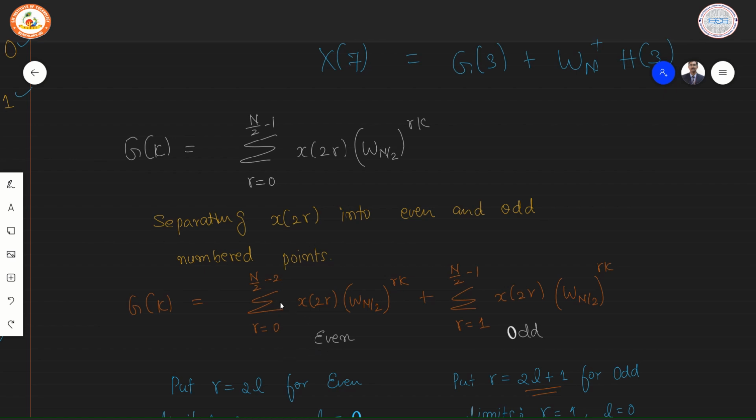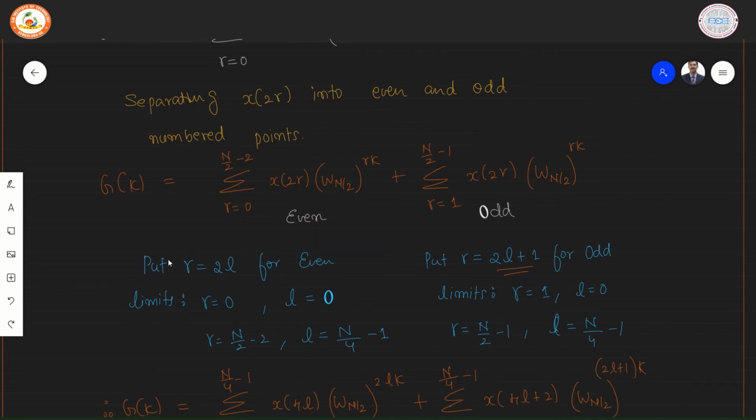Therefore, we get r from 0 to n by 2 minus 2 representing even, and r from 1 to n by 2 minus 1 representing the odd numbered points. Here again we put r equal to 2l for even and r equal to 2l plus 1 for odd, and the limits are recomputed taking l equal to 0 to l equal to n by 4 minus 1 as the lower and upper limit, which is the same for both the summations.